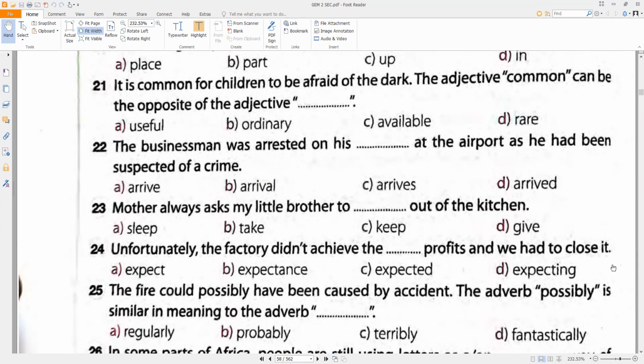Number 23. Mother always asks my little brother to keep out of the kitchen. Sleep, take, keep, give. Yes, to keep out of the kitchen.